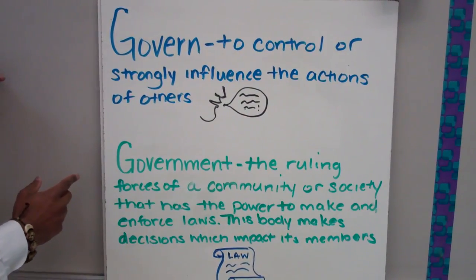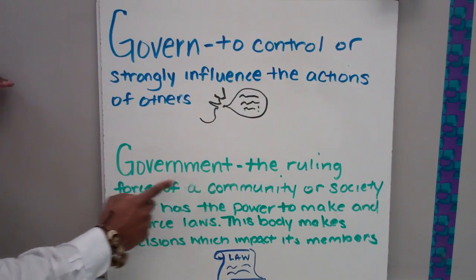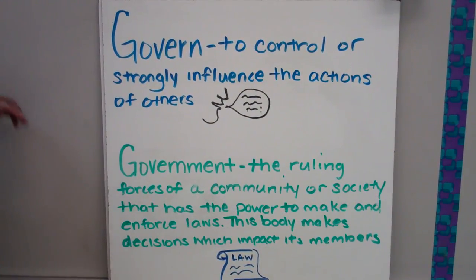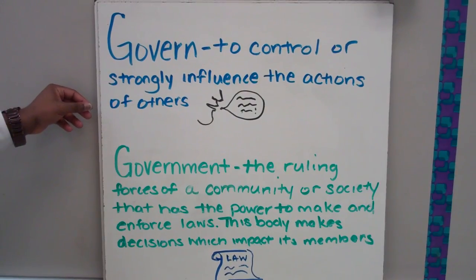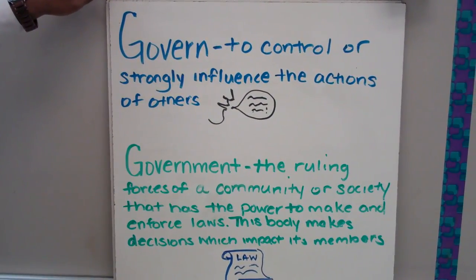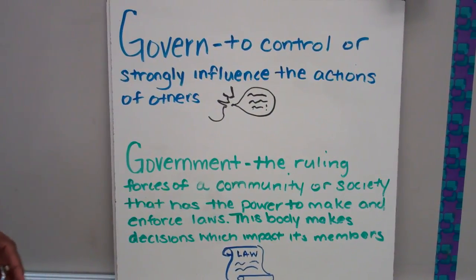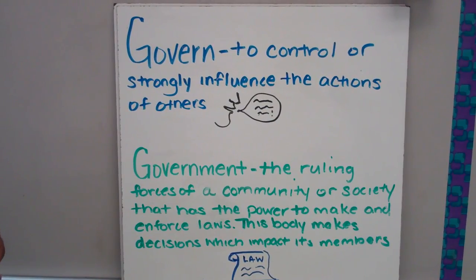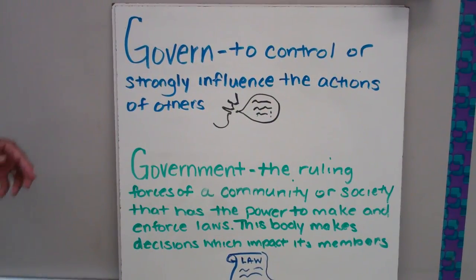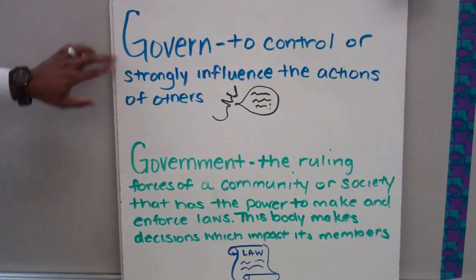Now the word government for this class, what I want you to know is that government is the ruling forces of a community or society that has the power to make and enforce laws. This body makes decisions which impact its members. So the most important thing I want you to get from this is the idea of laws, and you have a group of people who are making laws to sort of control what everybody is doing within our society. So the two words on this page are govern and government.